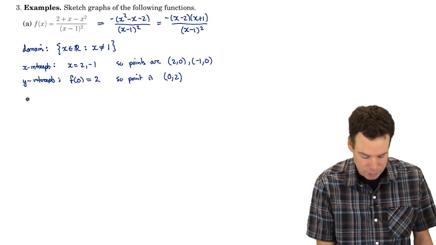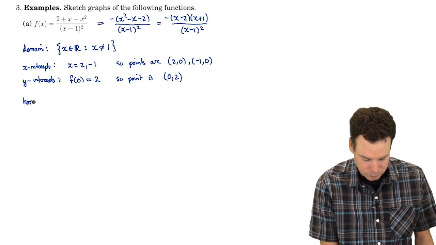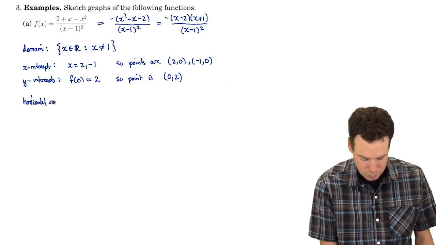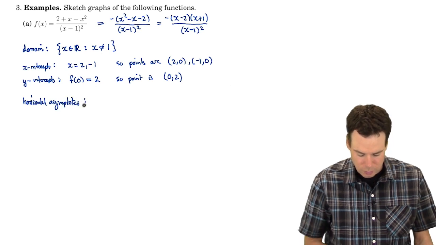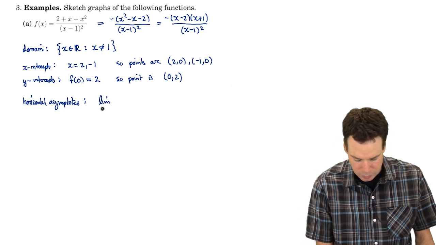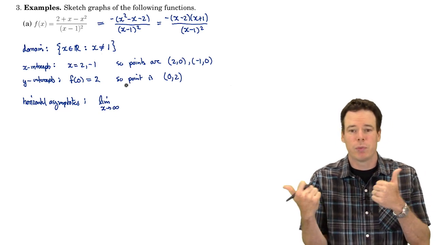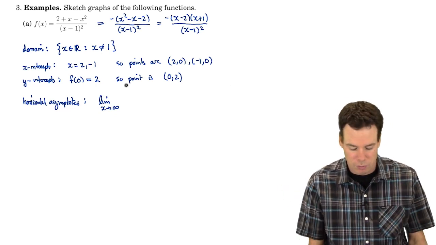What's the next stage? Well, the next stage is to look for asymptotes. So we'll look for any horizontal asymptotes. So horizontal asymptotes. Well, those are found by looking at the limit as x goes to positive infinity, and also the limit as x goes to negative infinity. So we look at both directions. What's the end behavior in either direction?